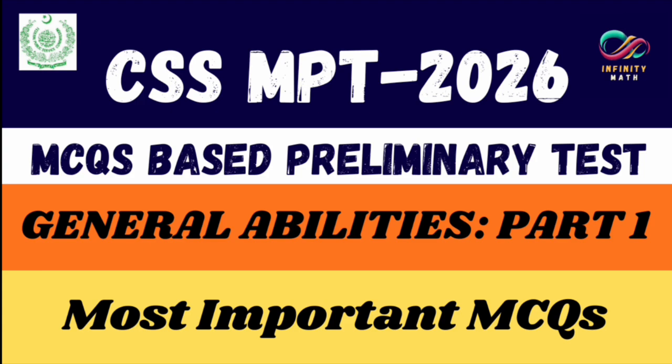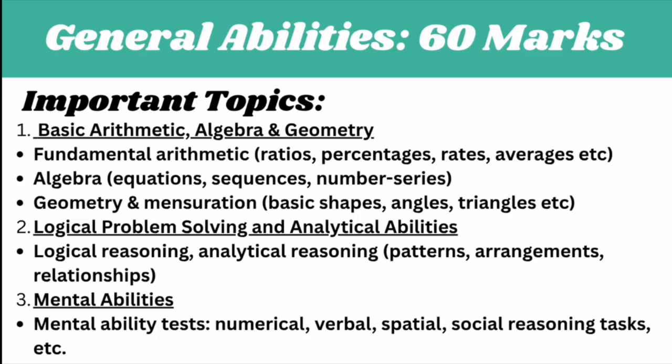Dear friends, this is CSS MPT 2026 series and today we are starting the general ability section. Okay, first let's discuss the topics in general ability section. As we know that general ability section consists of 60 MCQs having 60 marks, and the topics that would be covered in this section are from basic arithmetic, algebra and geometry. The topics are mentioned: logical, problem solving and analytical abilities, and the mental abilities MCQs.